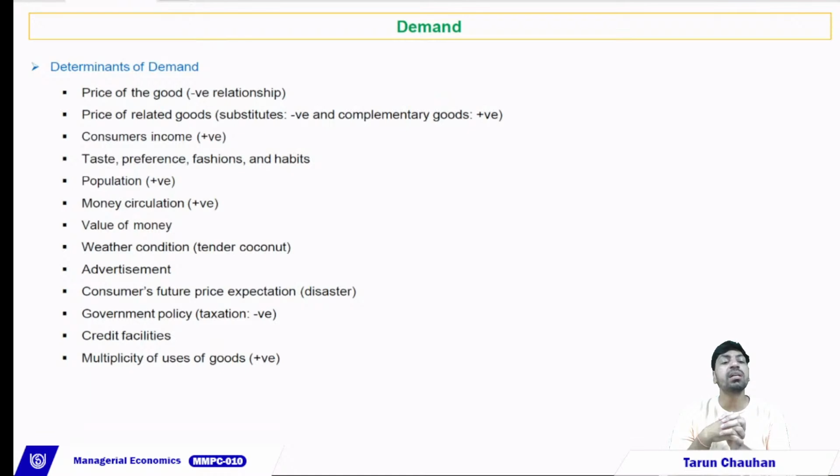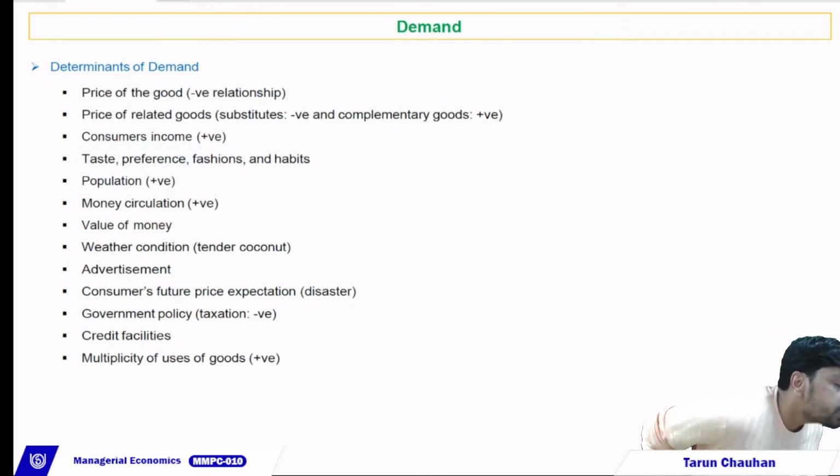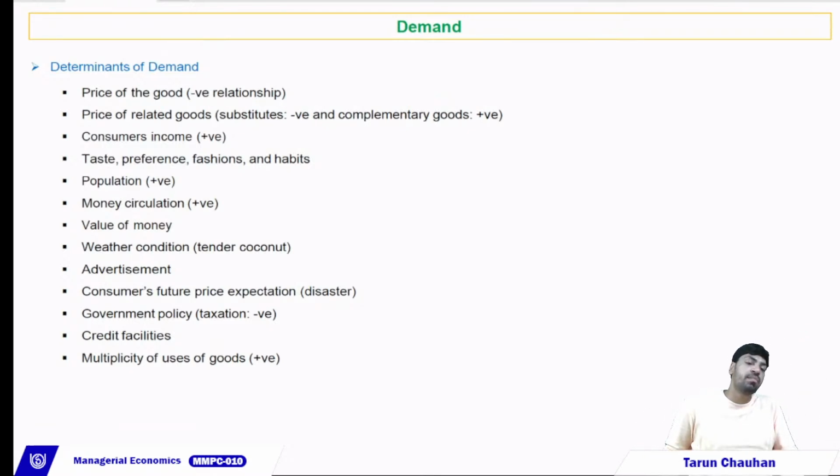The next one is consumer future price expectation. Here we talk about a disaster. So when we talk about disaster here, we always talk about the inverse relationship between the consumer's future price expectations and the demand.